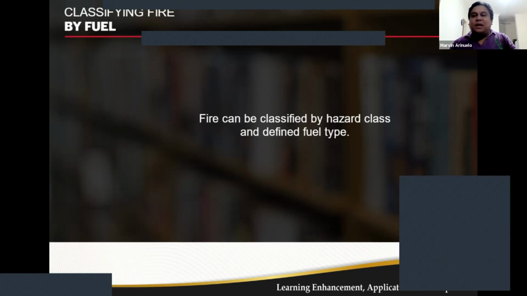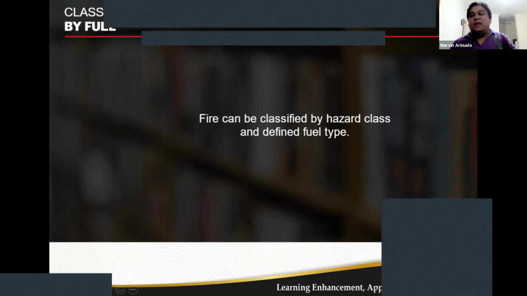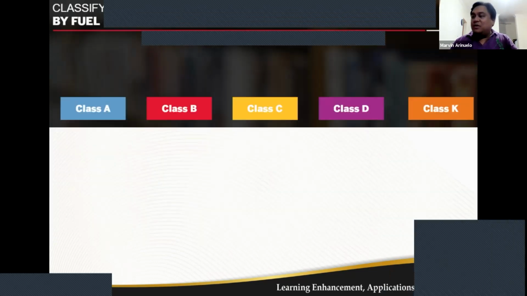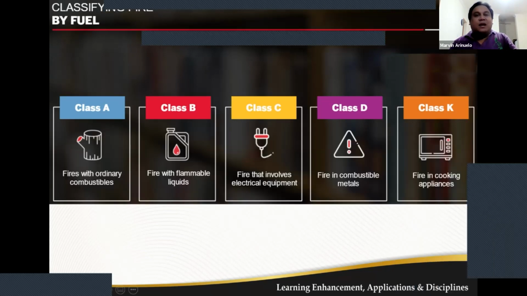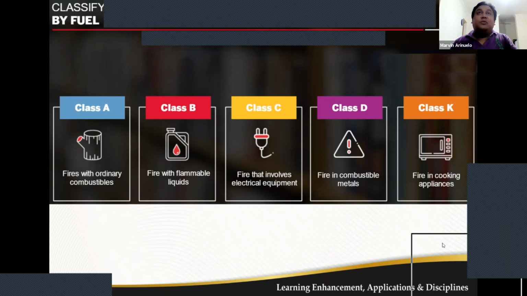Fire can be classified by the hazard class and defined by the fuel type, which you are very familiar with. Normally, you can see it on your portable fire extinguisher. There is a classification by fuel. So based on the type of fire, you will use the appropriate fire extinguisher classification. But anyhow, forget about the fire extinguisher. The important thing here is the class according to the NFPA standard.